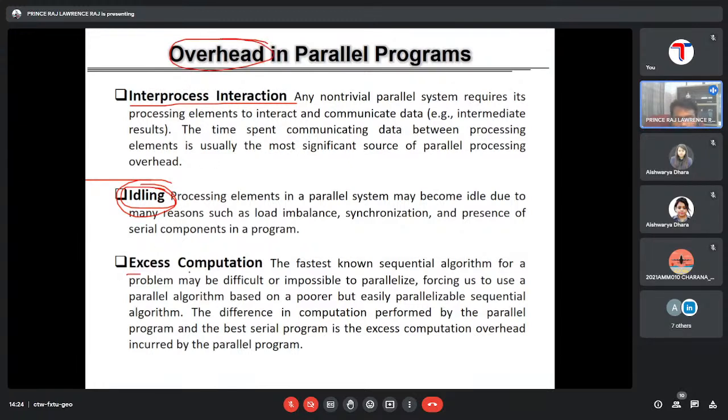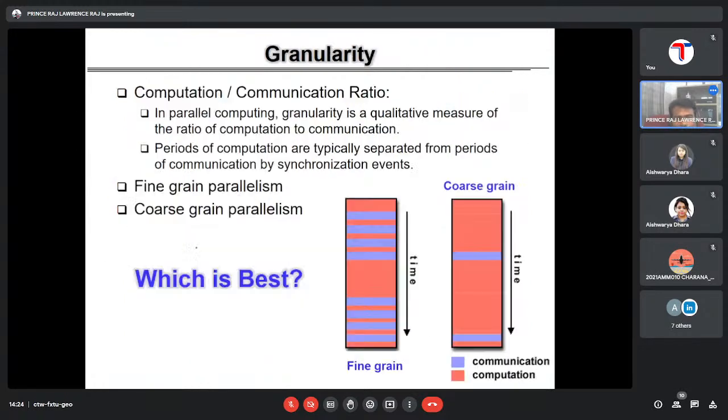Then excess computation. One problem is that you may have a very good algorithm in a serial program, but the same algorithm cannot be made for the parallel algorithm. Then definitely it will increase the computation cost. That is also an issue.